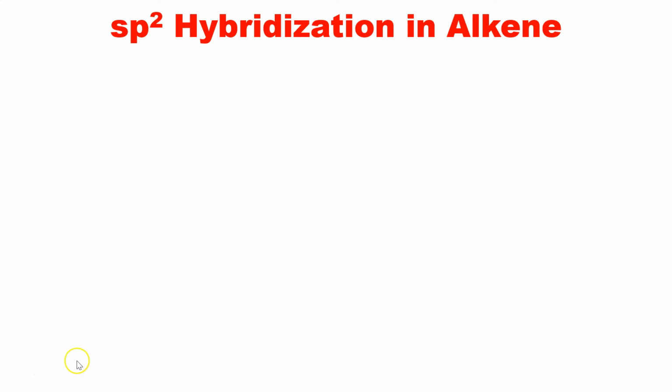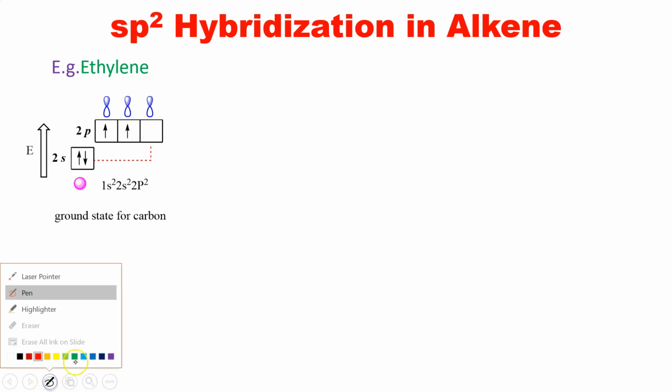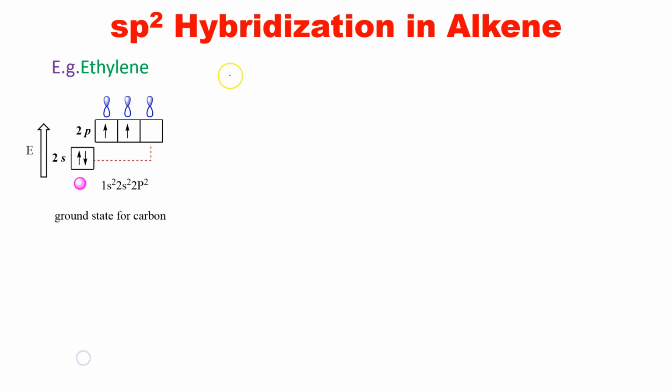Let us take an example, sp2 hybridization in alkenes. We will take an example here of an ethylene molecule, or it is said to be an ethene molecule. As we know, carbon has atomic number 6. So if I draw the electronic configuration, it will be 1s2, 2s2 and 2p2.